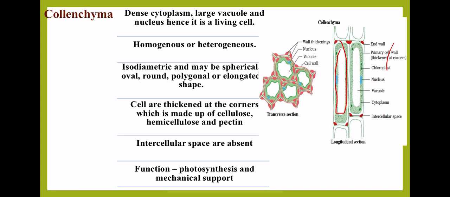It is also isodiametric, meaning the same size. All cells are the same size and may be spherical, oval, round, polygonal or elongated. The cells are thickened at the corners. If you observe the corners, the cells are thick and made up of cellulose, hemicellulose and pectin. Here the intercellular spaces are absent, whereas in parenchyma it may have intercellular space or may not. The main functions of the collenchyma are photosynthesis and mechanical support.